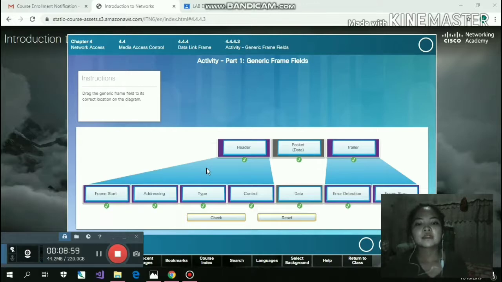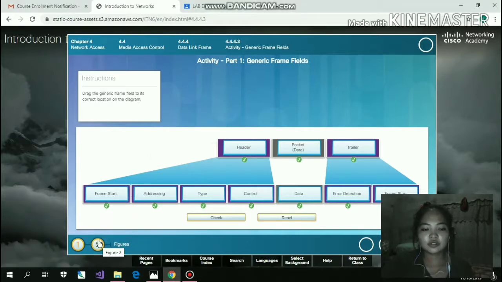QoS is used to give forwarding priority to certain types of messages, such as data link frames carrying voice over IP, VoIP. Packets normally receive priority because they are sensitive to delay. The data contains the frame payload, i.e. packet header, segment header, and the data. And the last one is the error detection, which is these frame fields used for error detection and are included after the data to form the trailer. So that's all for this activity.